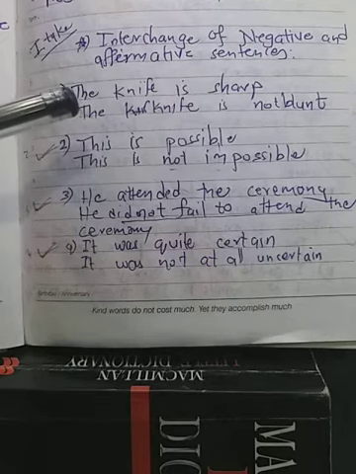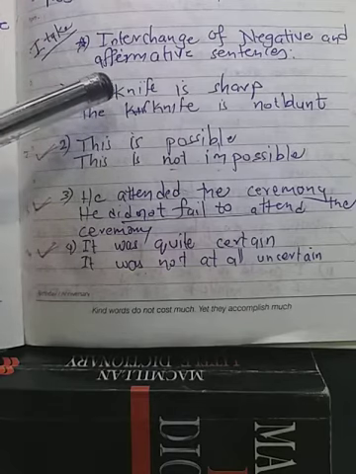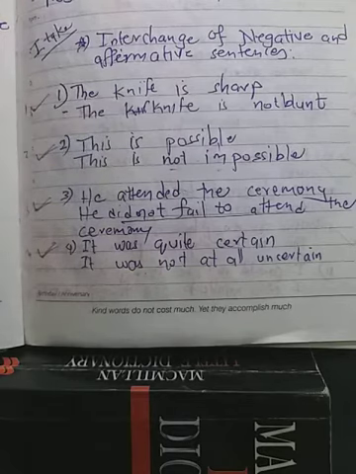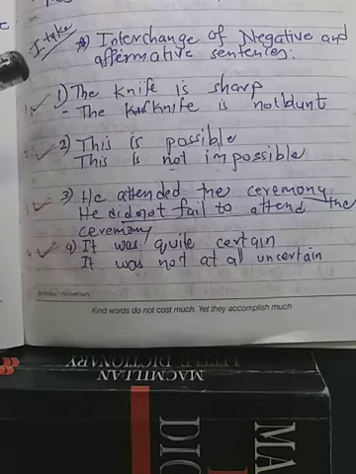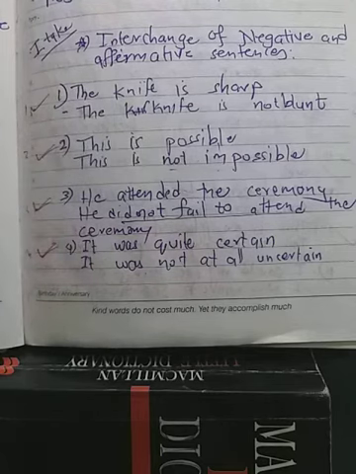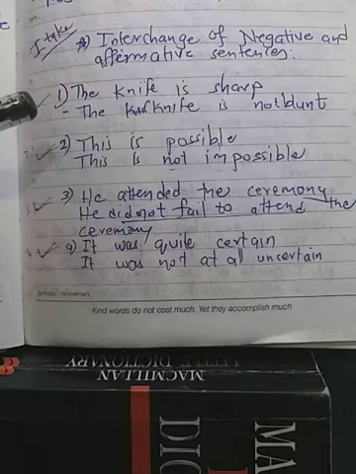Suppose the negative is given, then you can make a positive also. This is one of the techniques you should always remember while studying transformation from negative to affirmative. This is one. Again, the second sentence: this is possible. This is not, so the opposite of possible is impossible. This is not impossible. Got it? So first and second are similar. This technique you have to remember.